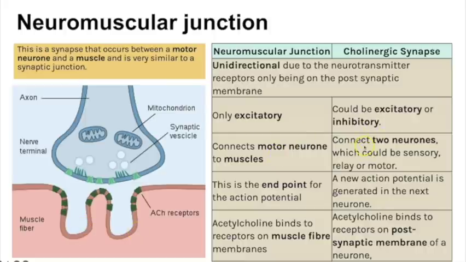The cholinergic synapse is just a synapse between any two neurons. The neuromuscular junction is always at the end point for the responses, and the cholinergic synapse is always going to be generating a new action potential. For the neuromuscular junction, the acetylcholine will bind to receptors on muscle fibre, whereas the acetylcholine binds to receptors on the postsynaptic membrane in the cholinergic synapse.